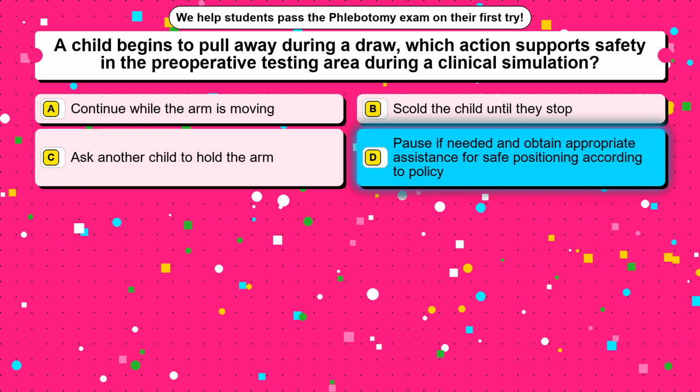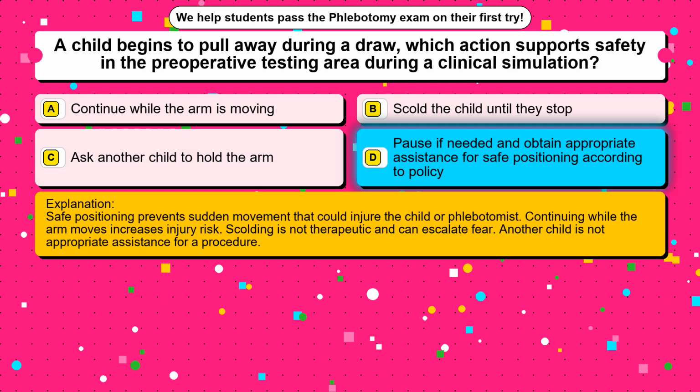The correct answer is option D. Pause if needed and obtain appropriate assistance for safe positioning according to policy. Safe positioning prevents sudden movement that could injure the child or phlebotomist. Continuing while the arm moves increases injury risk. Scolding is not therapeutic and can escalate fear. Another child is not appropriate assistance for a procedure.